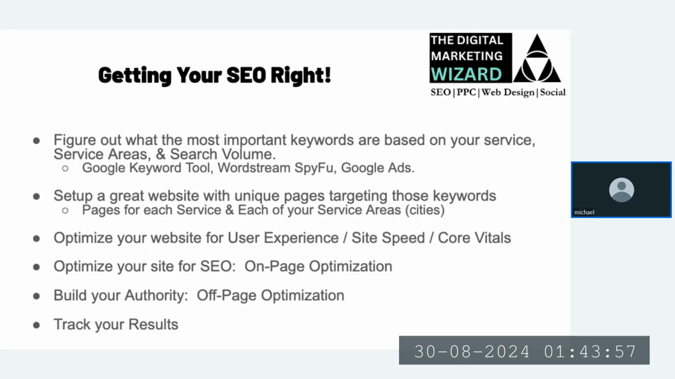Then we want to optimize your website for the experience. You want to make sure people are having a good time. You want to make sure that they're not having to wait for your website to load up. You want to make sure that the information they're getting from you is valuable. And then you want to optimize your site for SEO. Like I said, this includes some of the on-page stuff. It also includes some of the off-page stuff. And the off-page is how you build your authority. Building your authority is essentially your credibility, your reputation, how that's doing.